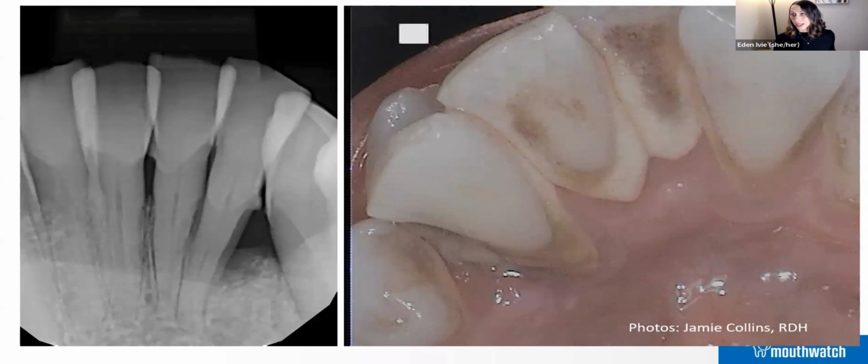Here we have a similar situation. I can show my patient the buildup, what it looks like, what they need to do to keep that at bay and keep this tissue healthy. And I can also then show them in the X-ray the destruction that's happening because of this buildup.